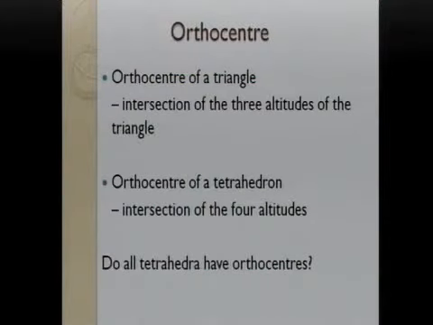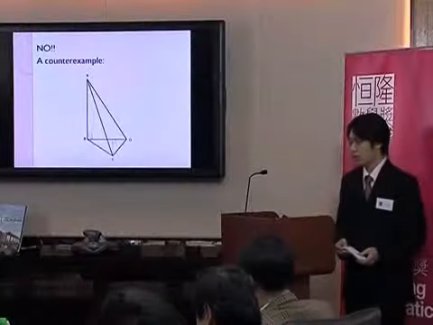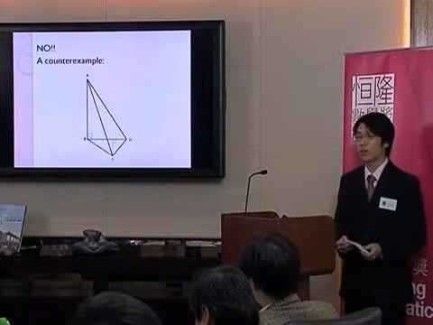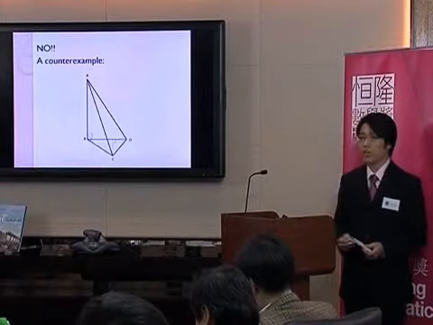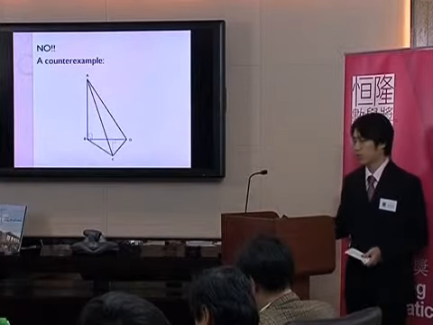Then we go to orthocenter. The orthocenter of a tetrahedron is the intersection of its four altitudes. And we wonder, do all tetrahedra have orthocenters? And the answer is no. We just find a counterexample. In this counterexample, the altitude drawn from A to plane BCD and the altitude drawn from C to plane ABD obviously do not intersect each other. So the orthocenter does not exist for this tetrahedron.